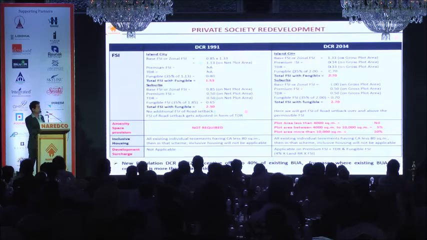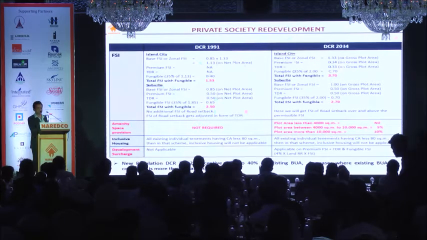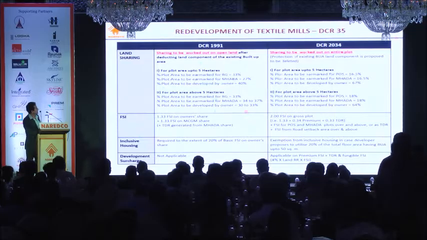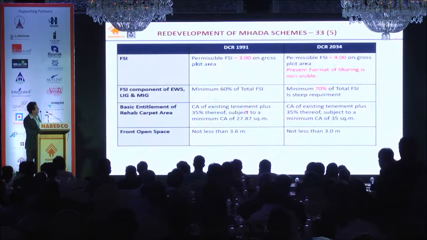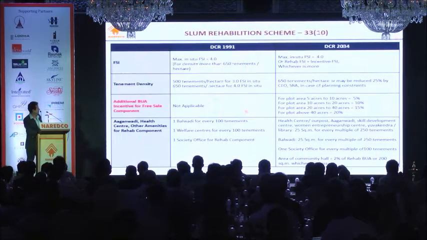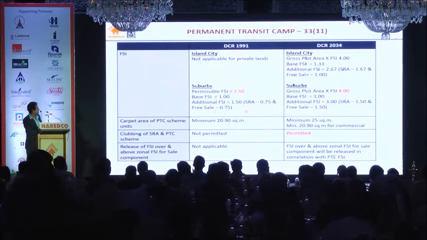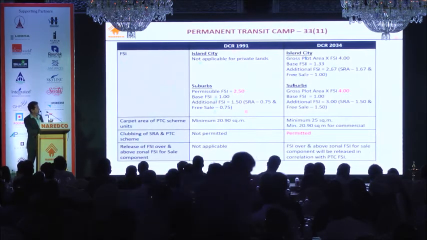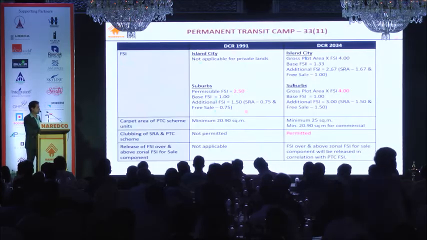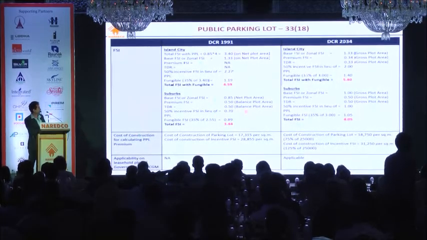Next slide, even for private residential societies, FSI is increased, but how to justify splitting the plan, that's the only question left. Next slide. Permissible FSI for permanent transit camp, previously it used to be 2.5, now it's 4. Next. Public parking FSI is increased. Next.